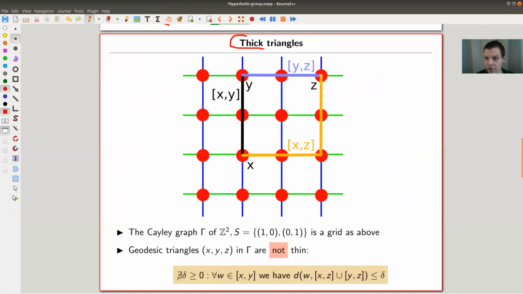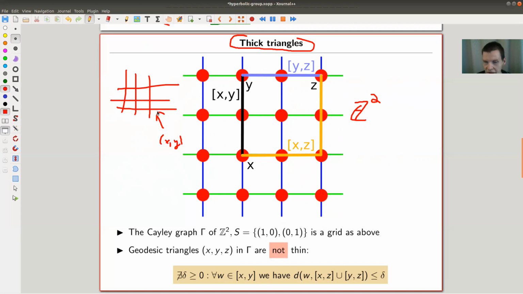So we also have thick triangles. Not all triangles are thin. So what is a thick triangle? A thick triangle is a not thin triangle. So let's take here the Cayley graph of Z2. The Cayley graph of Z2 is just the grid, right? So you have points. You can identify them with just the 2 coordinates x and y, and a step above would be (x, y+1). This would get you to here, and a step to the right would be (x+1, y). This would get you to the right, (x+1, y+1) right. This would get you to here.